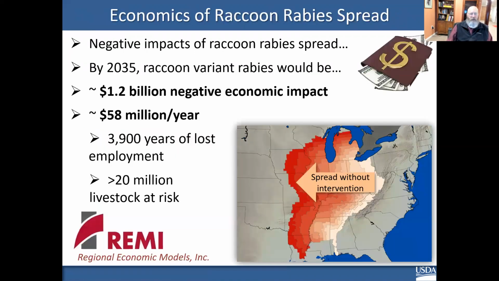And what we found is that in absence of intervention, raccoon rabies would have spread significantly in the 22-year time frame, to the tune of a negative economic impact of about $1.2 billion, or about $58 million a year. And every year that zone stays in place, we still get the avoided cost of the spread.